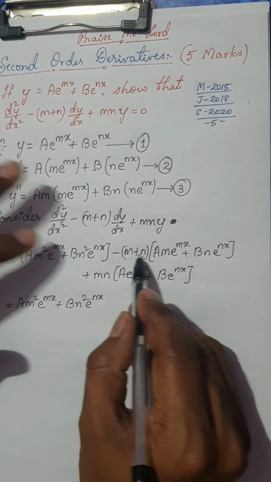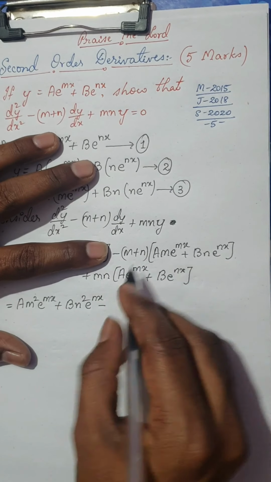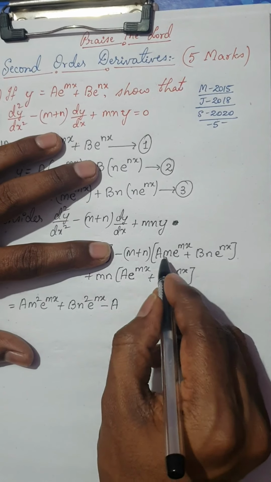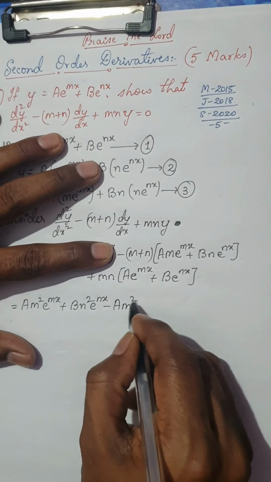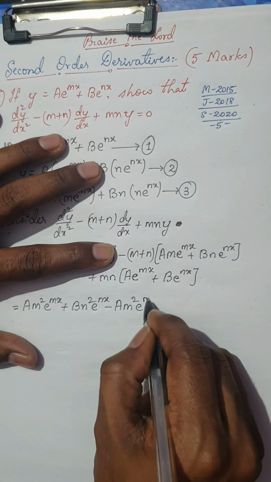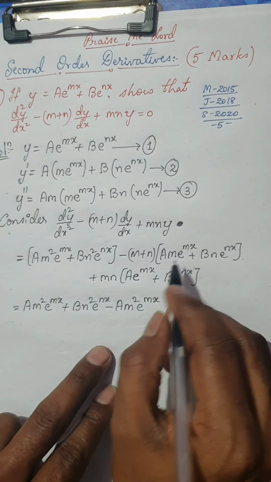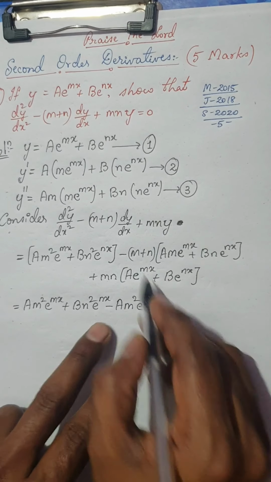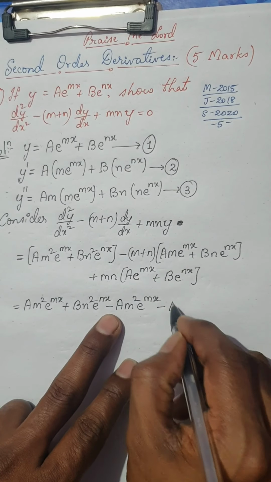Okay, so if you multiply minus m here, a I already have, m into m will be a m square into e power mx. Are you following? Now multiply minus m to this. Now plus into minus will be minus b.